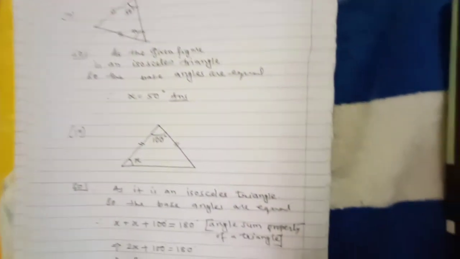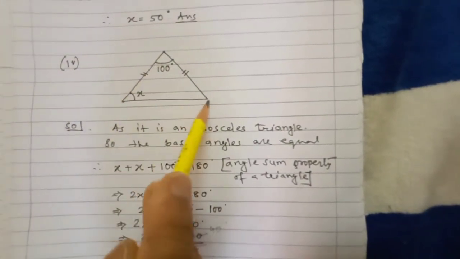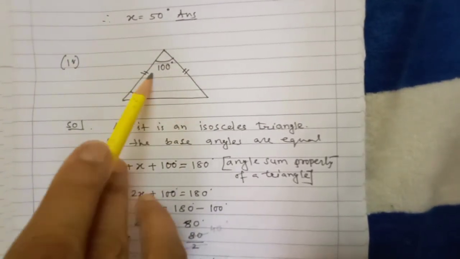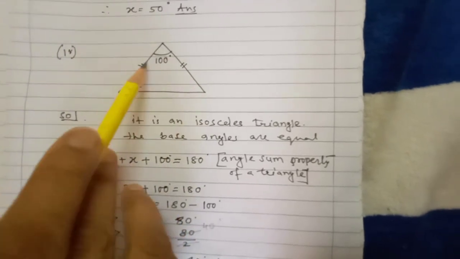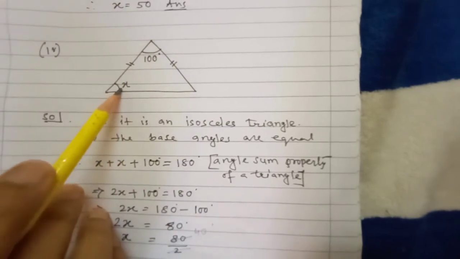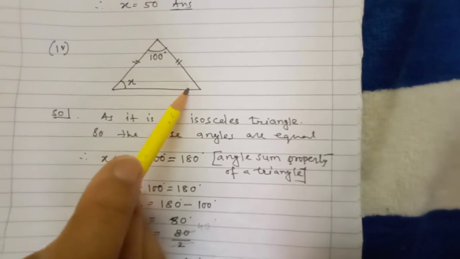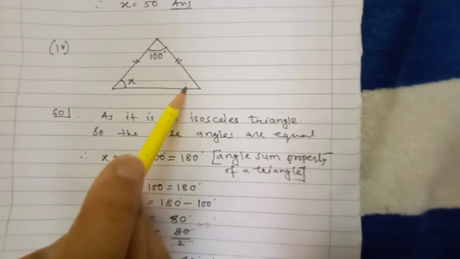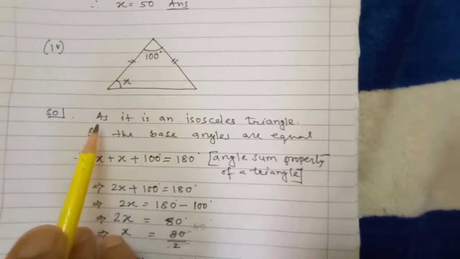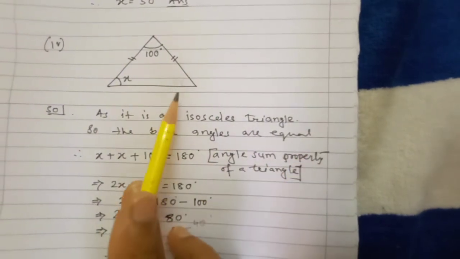Next question. Come to the next diagram. This is another isosceles triangle where this side is equal to this side. By seeing this sign, you can understand that these two sides are equal. And this angle is 100 degrees. You have to find the value of x. Because it is an isosceles triangle, the other angle will have the same value, x. To find the value of x, we will start our solution. As it is an isosceles triangle, the base angles are equal. So here another x will be there.